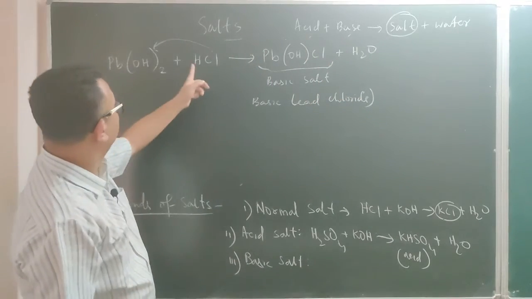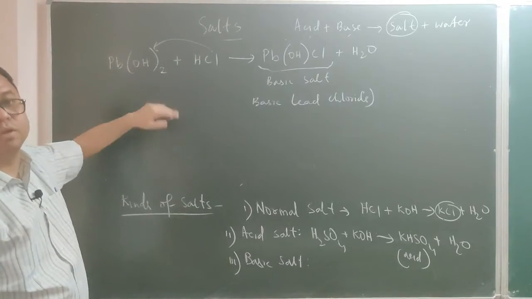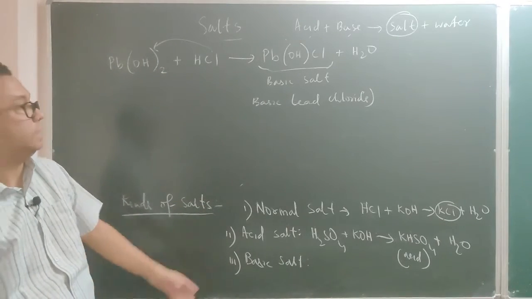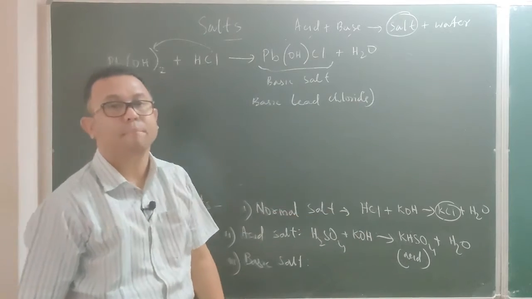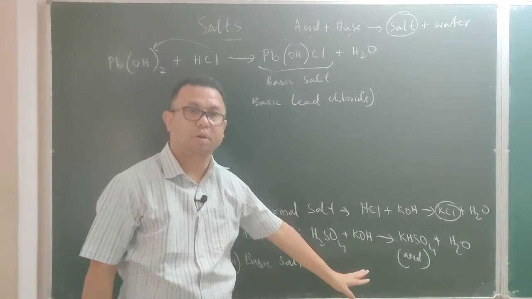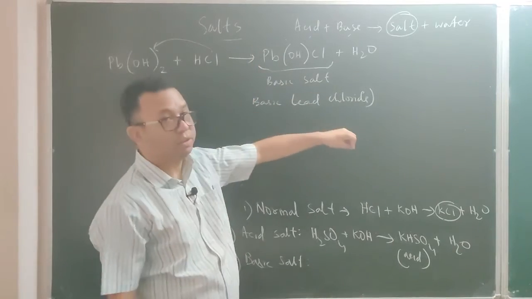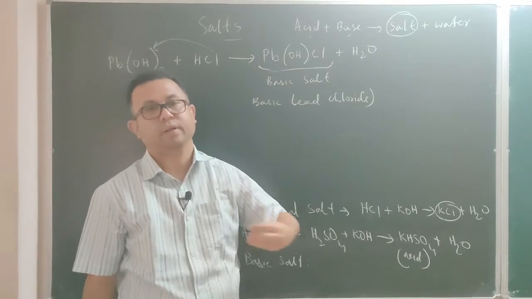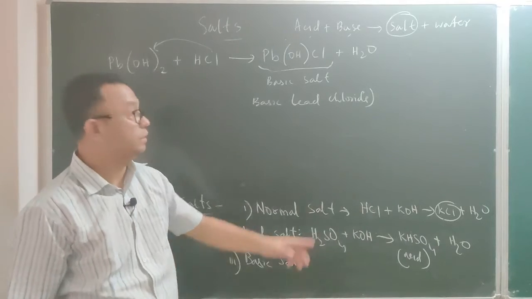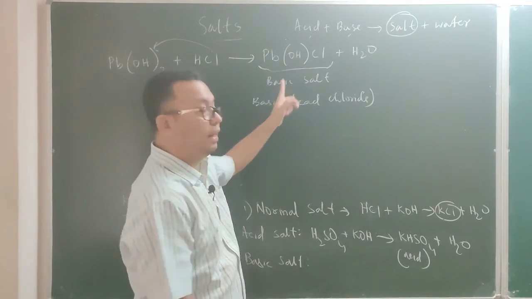In the same way, there are so many others where more than one OH is there. So when incomplete replacement of OH is taking place, such a salt is called a basic salt. Like an acid salt showing the property of an acid, in the same way a basic salt will show the property of a base. Why? Because when you dissolve this in water, it will dissociate and ionize to give hydroxyl ion as one of the ions.